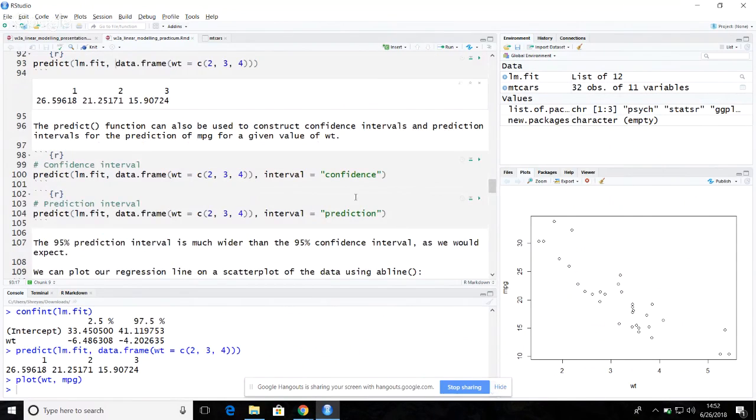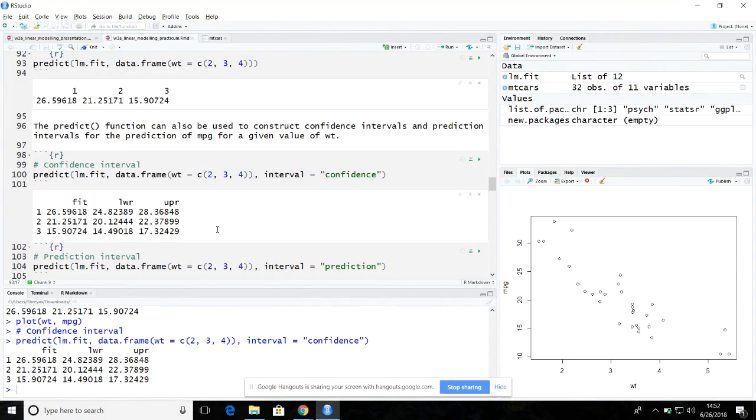Then we can work a bit more with the predict function. We can construct a confidence interval for our prediction. If we run this, the default is a 95% confidence interval. Notice that the values are the same for fit. Our predicted value is not going to change, but we're going to get lower and upper bounds. Again, if we take a large number of samples, 95% of the time the predicted value is going to lie between the lower bound and the upper bound. That's how we interpret a confidence interval.